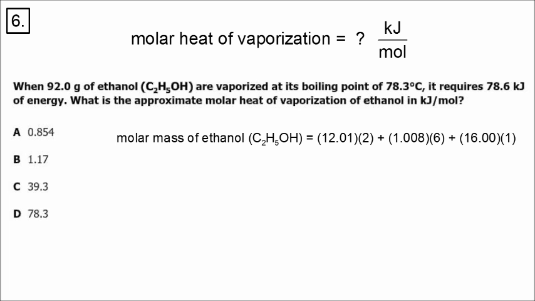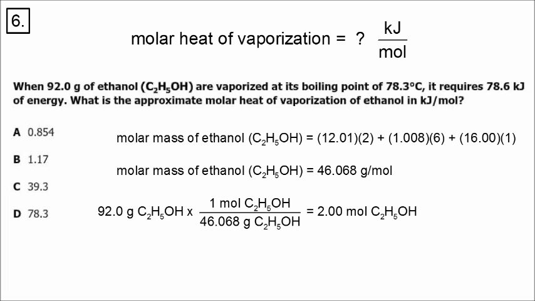The molar mass of ethanol, as determined by looking on the periodic table and adding up the atomic masses of carbon, hydrogen, and oxygen as found in this compound, the molar mass of ethanol is equal to 46.068 grams per mole. Now that we know the molar mass of ethanol, we can convert from grams to moles. So we have 92 grams of ethanol, and that is equal to 2 moles.